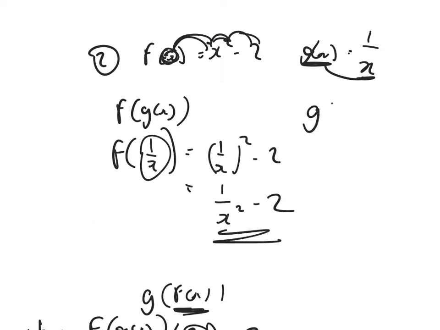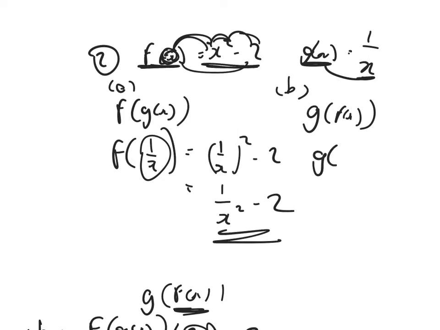Let's now try g of f of x. So g of f of x will be g of, well, f of x equals x squared minus 2, so that's g of x squared minus 2. The g function is whatever's in the bracket is on the bottom of a fraction with 1 up top, on the denominator of a fraction with 1 up top.